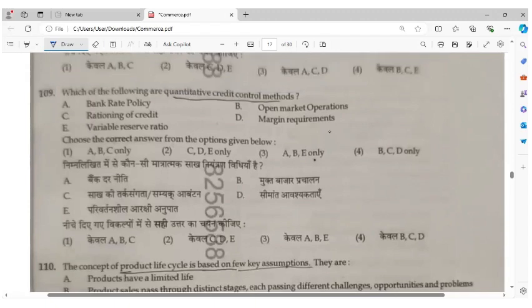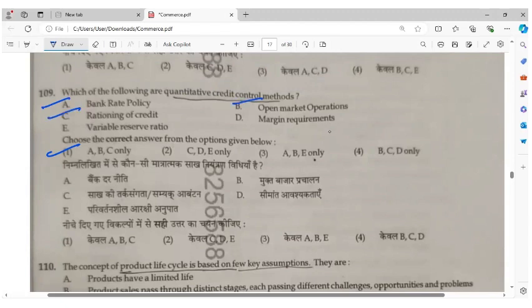Okay, now which one of the following are the quantitative credit control methods? So you know that for the quantitative credit control, there is a confusion. Okay, but option number 1 is right over here. That is the bank rate policy. Okay, open market operation.